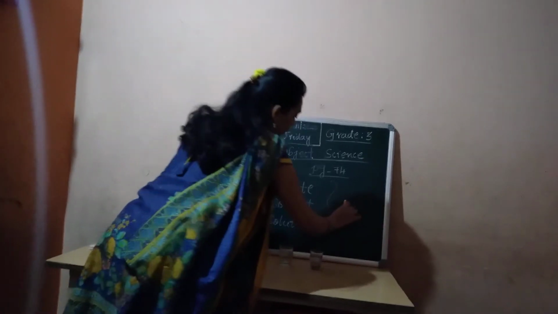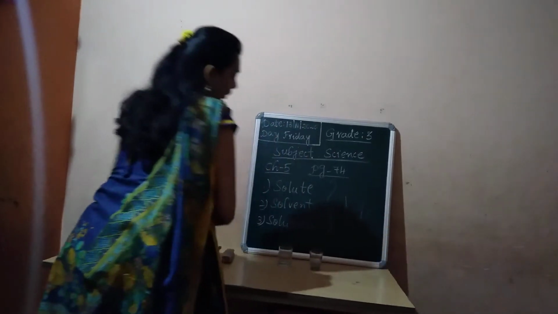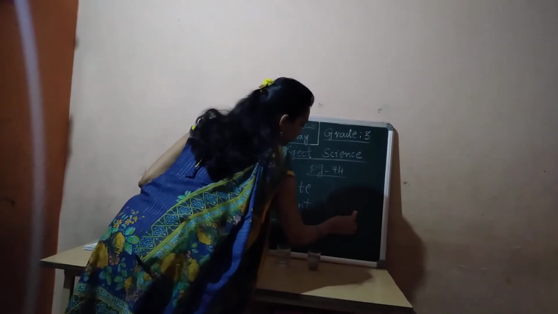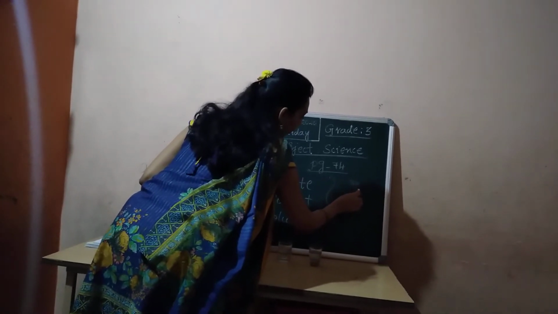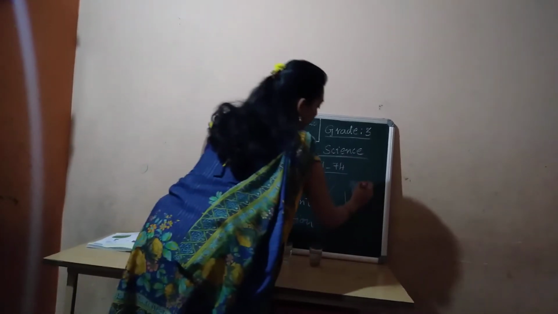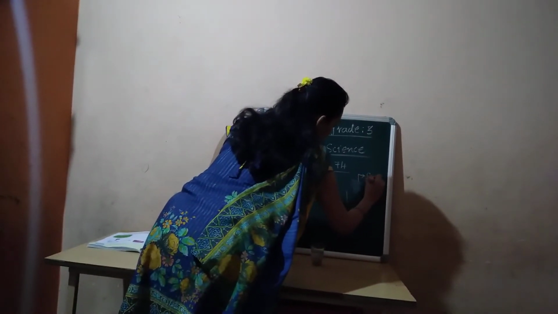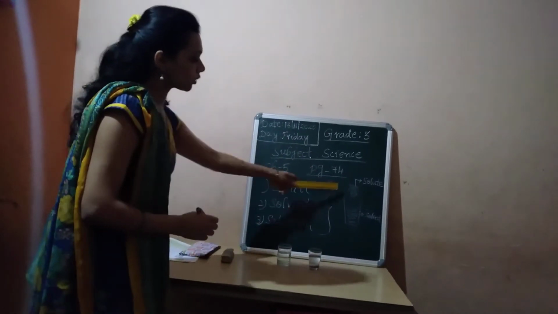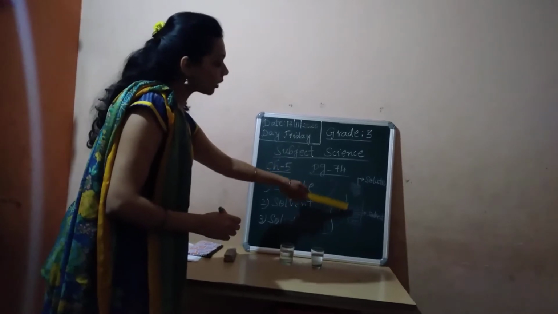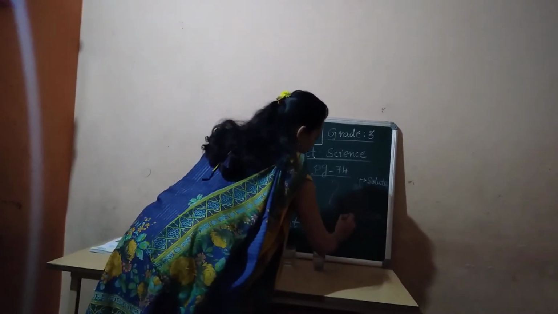Now I will draw the picture here. This is the glass. Here I have filled it with water, and these are the sugar particles which I have put inside. So here this sugar is the solute, maybe sugar or sand, whatever we are taking. The water present inside is the solvent, and the mixture of both the solute, the sugar, and the solvent, the water, in the glass, we call it solution.